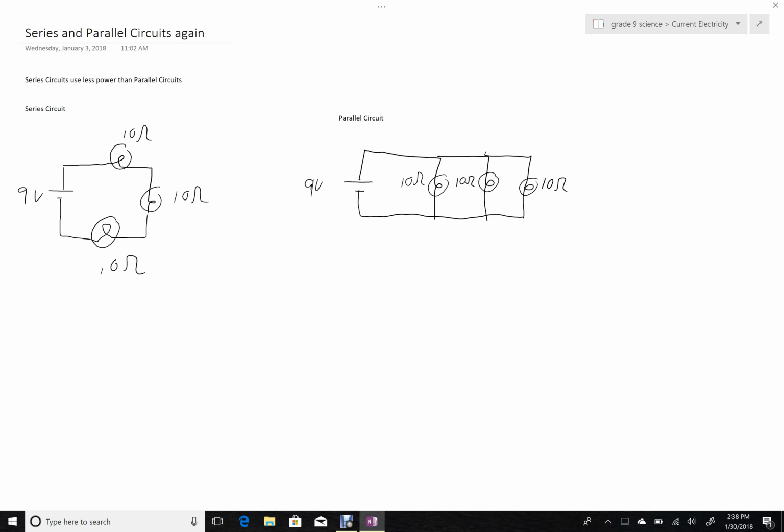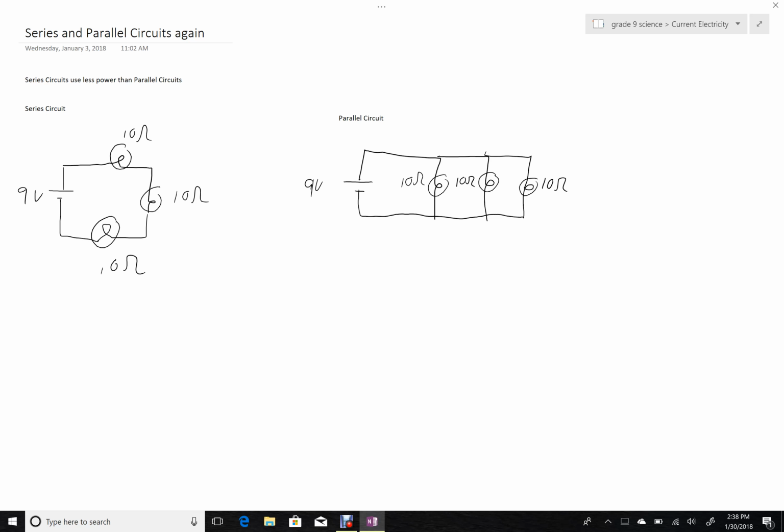Back when we talked about series and parallel circuits in the first place, we talked about how series circuits use less power than parallel circuits. Having spent a little bit of time defining power and energy a little bit more carefully, I'd like to go back now and do a video where I explicitly show that series circuits have less power than parallel circuits.